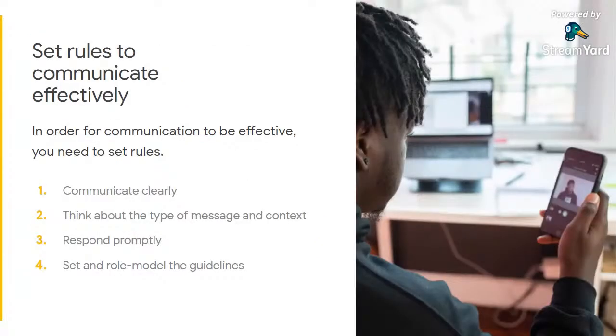Now, one thing that you may like to do is set rules to communicate effectively. So in order for communication to be effective, you need to set rules. Rules are important. You need to communicate clearly, and make sure that everyone gets the updates on the team. You need to think about the types of message and the context, and you need to respond promptly. Also, you need to set and role model the guidelines through your team, right?